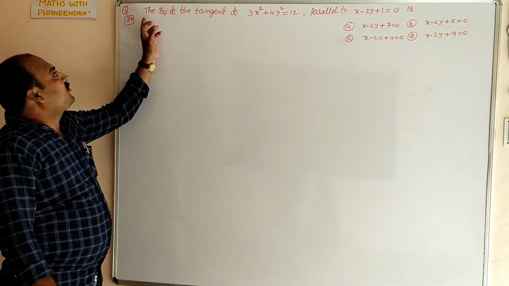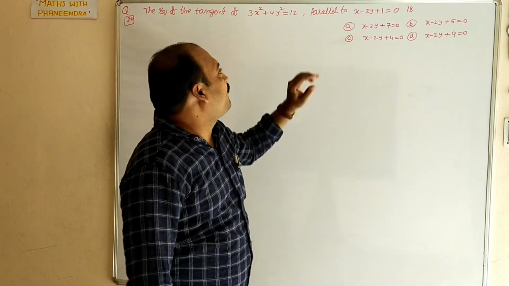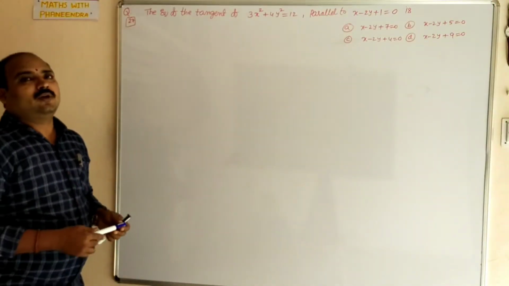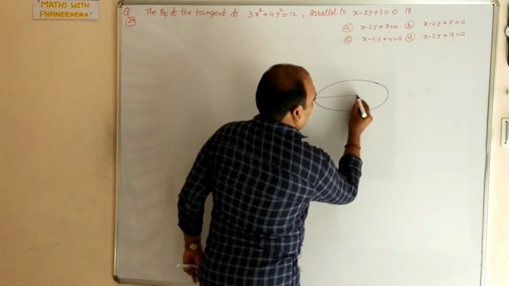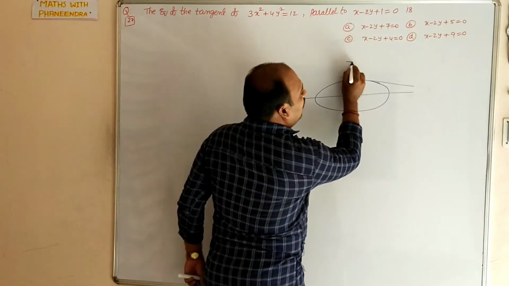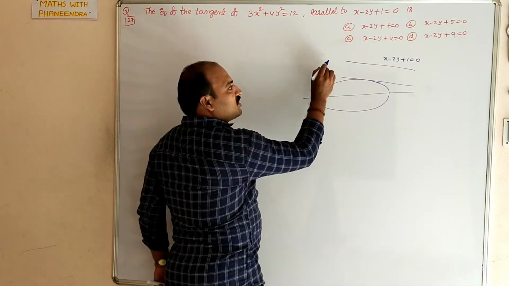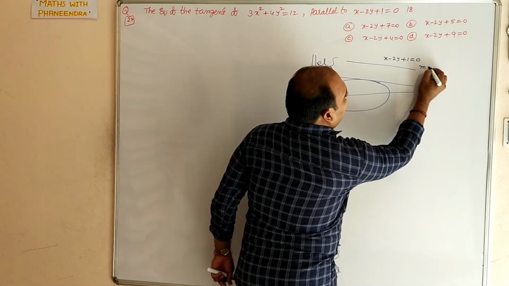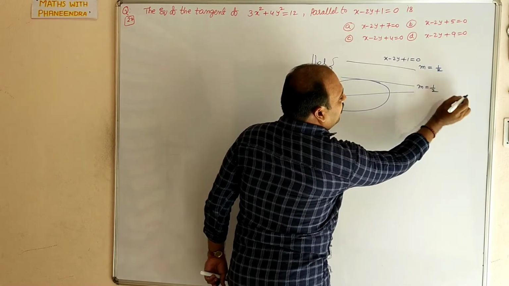The next question. The equation of the tangent of 3x square plus 4y square equal to 12, which is parallel to x minus 2y plus 1 equal to 0, is. This is the equation of the ellipse, and this is the tangent equation. This tangent is parallel to the given line x minus 2y plus 1 equal to 0. Whenever two lines are parallel, their slopes are equal. So the slope of this line, m, is equal to minus x coefficient by y coefficient, so 1 by 2. Obviously this line's slope is also 1 by 2.